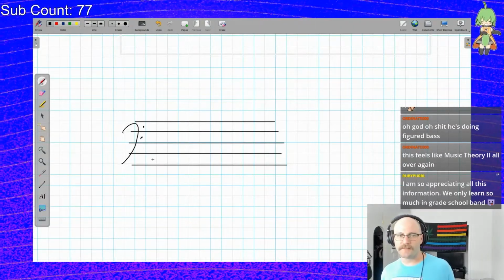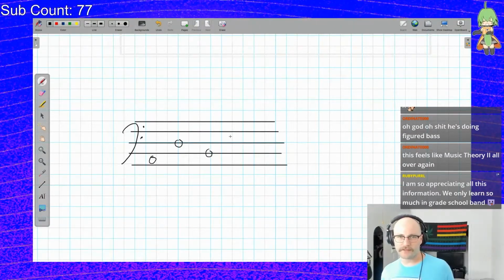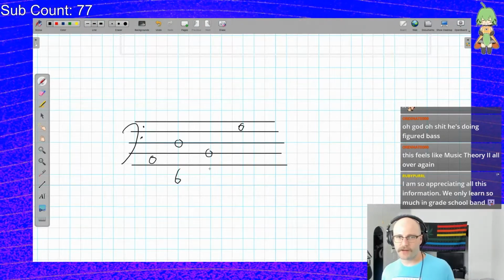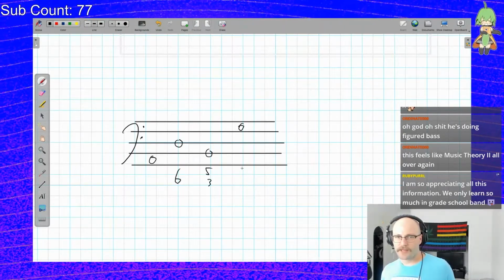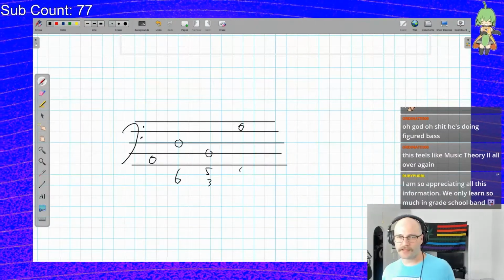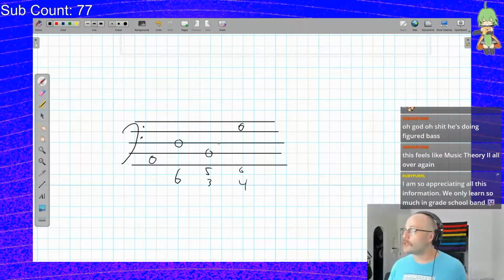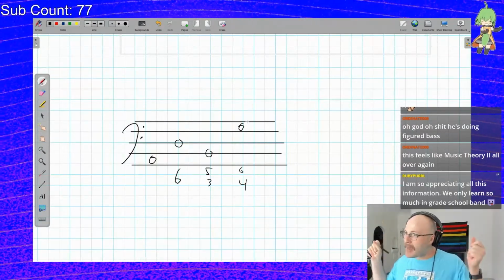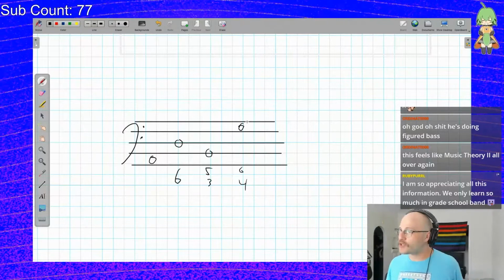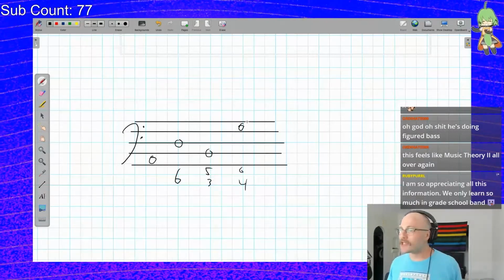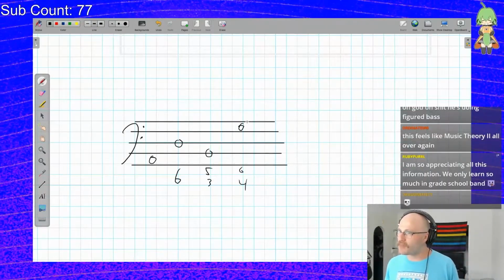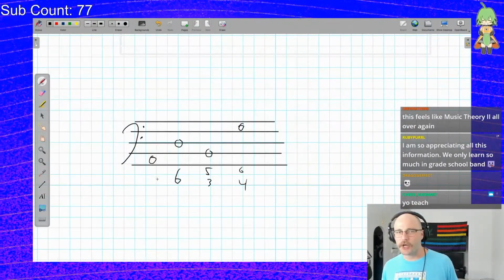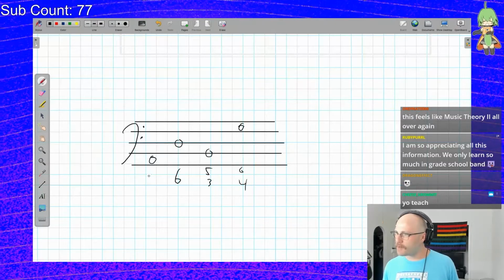You would see stuff like this with nothing. This would have a 6 under there. This would have a 5-3. This would have a 6-4, etc. And you, as the performer, would have to automatically, on the spot, understand what you're supposed to play, because you can actually determine everything about the harmony from this. So this first one, this is the note C. There is no number there.